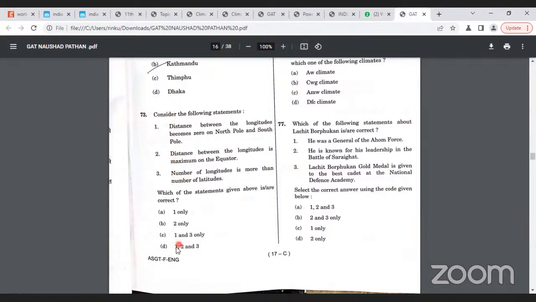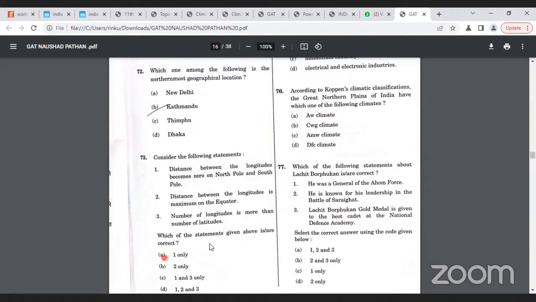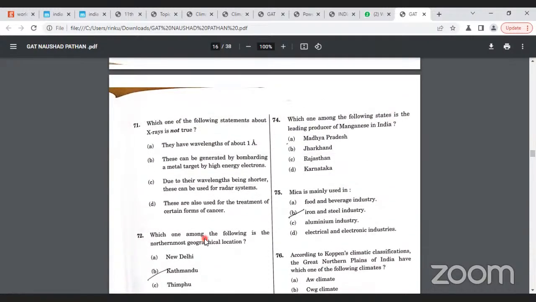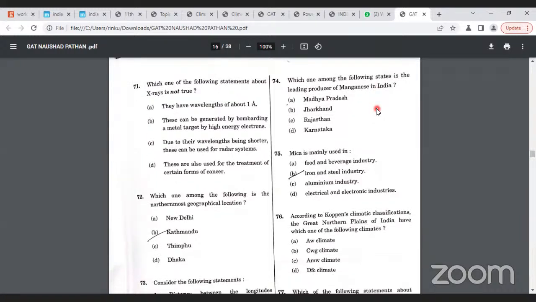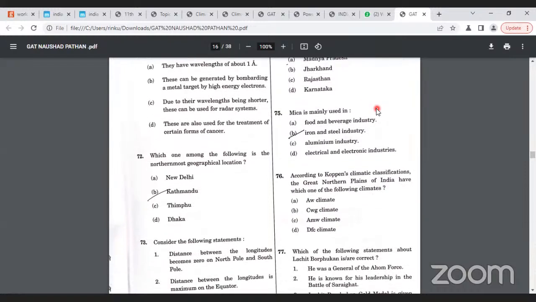All 1, 2 and 3 are correct. The option is B. Question number 73. All right, which brings us to question number 74. Which among the following states is a leading producer of manganese in India? This is an answer you need to know. Madhya Pradesh. By the latest reports that the government has published on the Indian Bureau of Mines, it is Madhya Pradesh which is the leading producer of manganese in India.